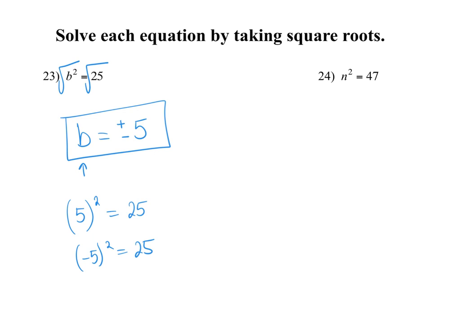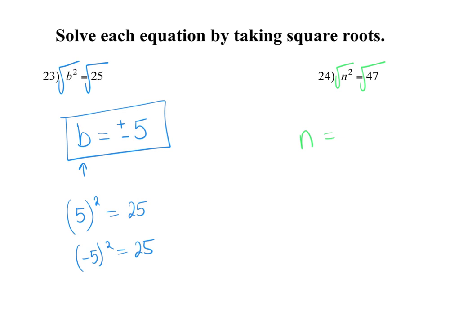I could also have something like 24. Again, the variable is already by itself. I just need to take the square root. So I will have n, but 47, can I even factor it? No, I cannot. Now, if I could factor and simplify, let's say the other side was 12, that is actually factorable, right? We have 2 and 6, 2 and 3. So that's going to simplify to 2 squared times 3, but it's still not going to be a perfect number.